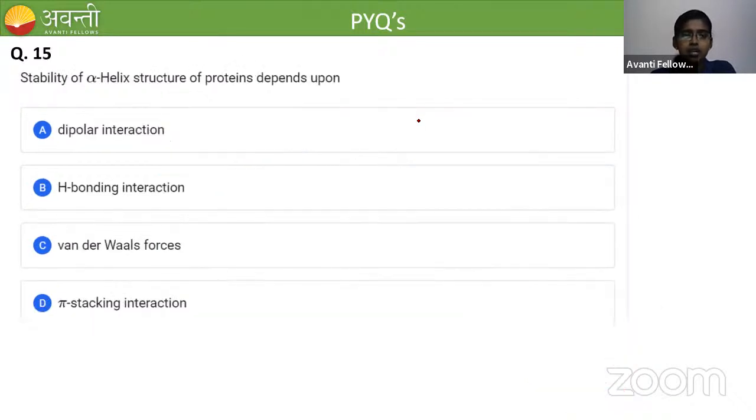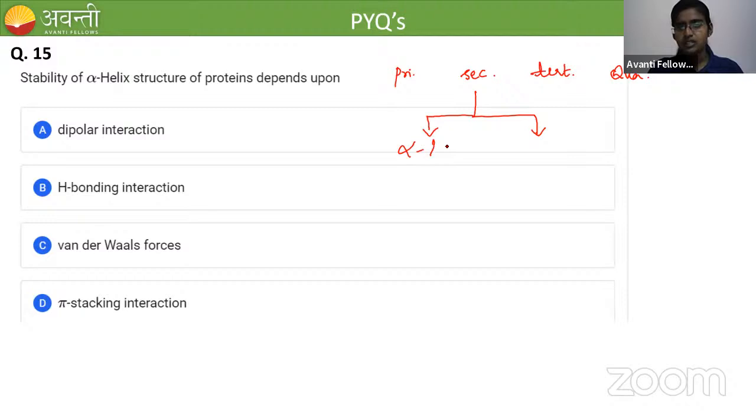The stability of alpha helix structure of proteins depends on what? The alpha helix comes under the secondary structure of protein. The structure of proteins can be studied from 4 different points of view: primary structure, secondary structure, tertiary structure, and quaternary structure. The secondary structure is again classified into 2: one is alpha helix, the other is beta pleated sheet.